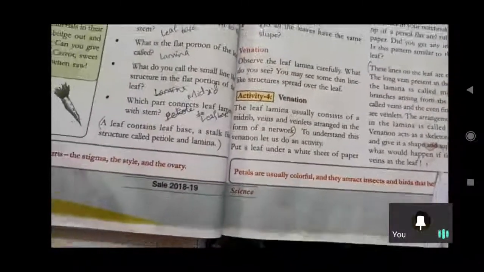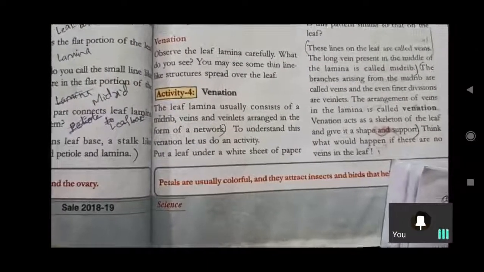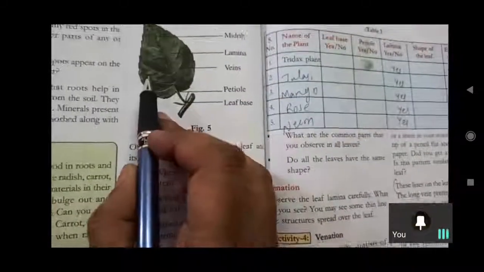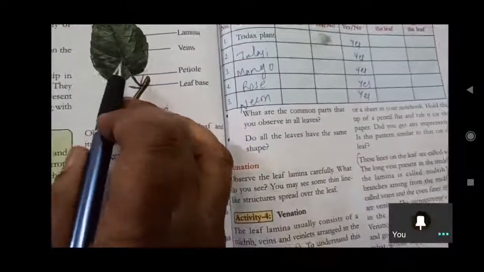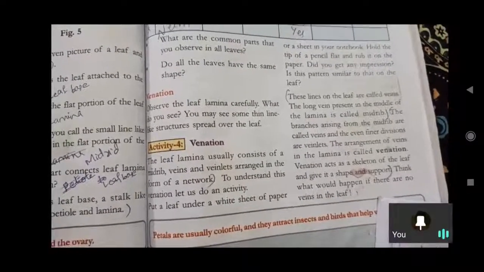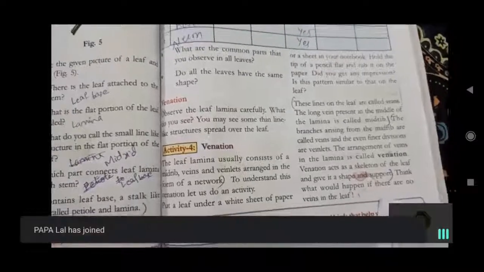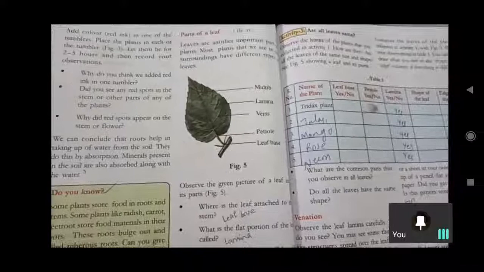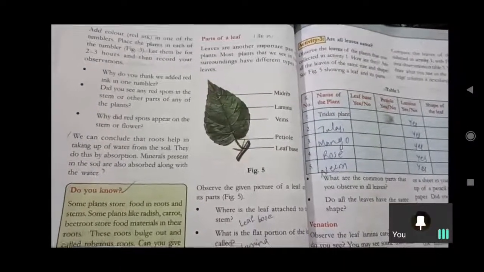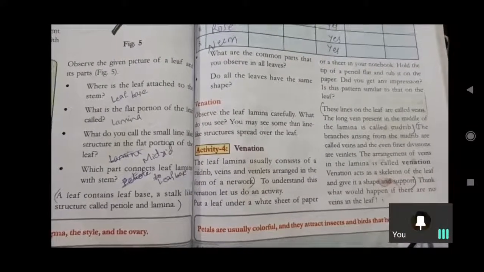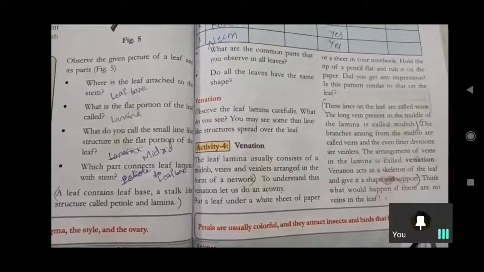Now you see venation. According to the parts of the leaf, we can observe veins. Yes, veins are the small branches from the midrib, existing on the lamina. The leaf lamina usually consists of a midrib, and the veins are attached to that midrib. Small, network-like lines are there, veinlets arranged in the form of a network. Those lines are called veins. This entire network is called venation.